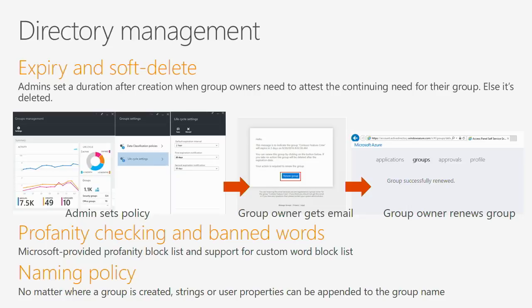The expiry and soft delete will allow some of this to automatically happen. So what it can do is detect when a group hasn't been used for a period of time, and it will actually send the group owner an email saying, do you still need this group to be here? And if they don't actually perform that action, you'll then have it soft deleted. And that can actually be restored by the administrator, but what that does is allow you to drop off those Office 365 groups that were just useful for a period of time and no longer in use.